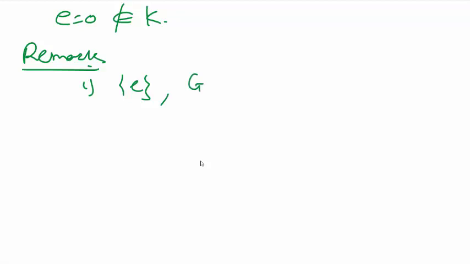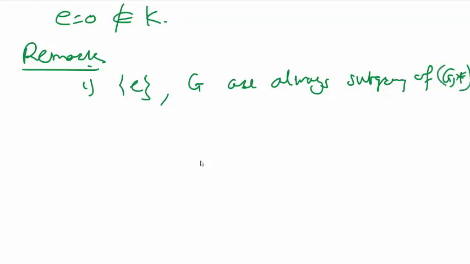Now let us discuss some remarks. E and G are always subgroups, and they are called trivial subgroups.